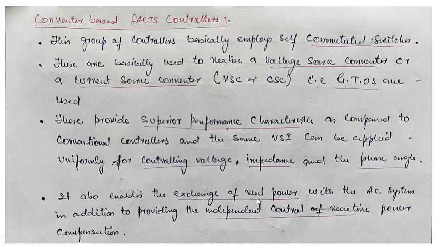It also enables the exchange of real power with the AC system in addition to providing independent control of the reactive power compensation. So exchange of real power means sometimes we may have the converters with a real power source with them. They can supply the real power to this system, or they can absorb some real power from the system. Usually until now we have seen that only reactive power was exchanged, there was no scope for the real power exchange, but here we can have a scope of real power exchange as well.